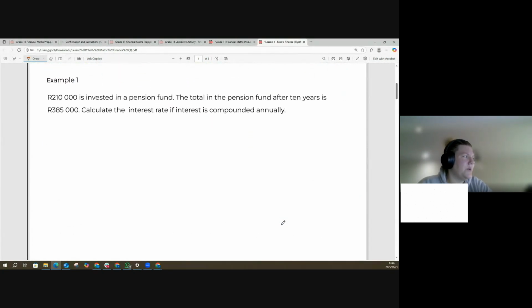First question, and I'm not going to help at all with these. This is entirely up to you. 210,000 Rand is invested in a pension fund. The total in the pension fund after 10 years is 385,000. Calculate the interest rate if the interest is compounded annually. Give you some time. When you have your answers, pop them in the chat for me.